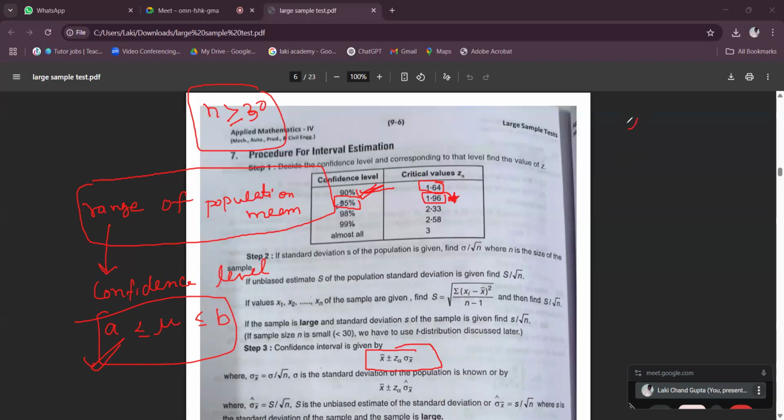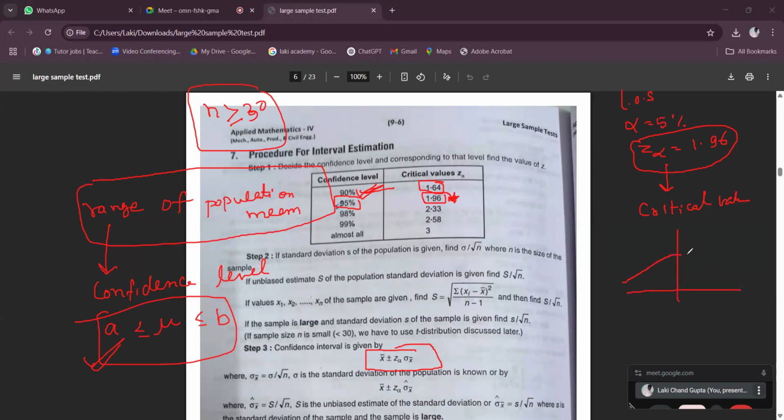Always remember, if alpha is equal to 5%, you know what is alpha? Level of significance. Then Z alpha will be 1.96. What is Z alpha? This is called critical value. Critical value means what?